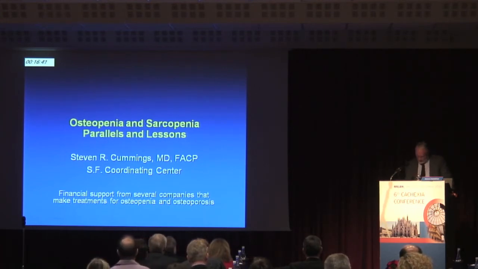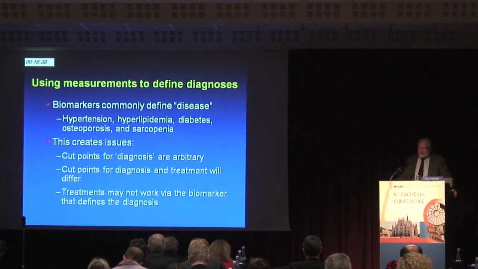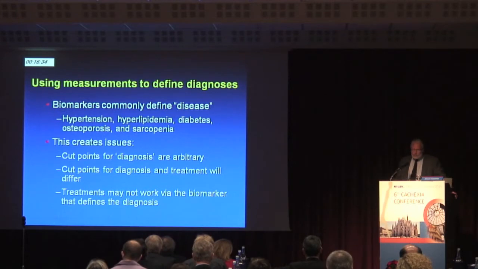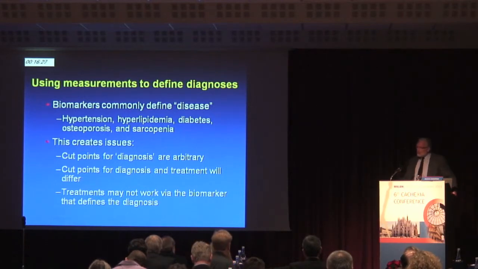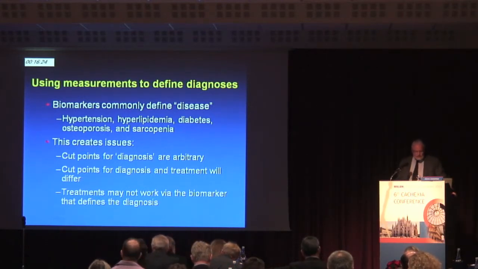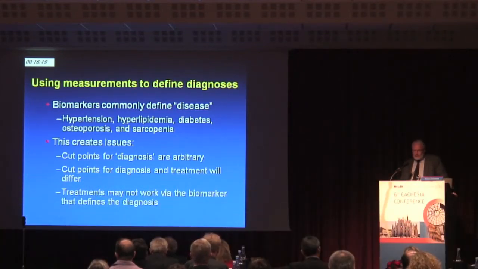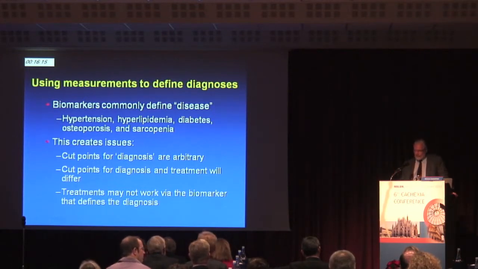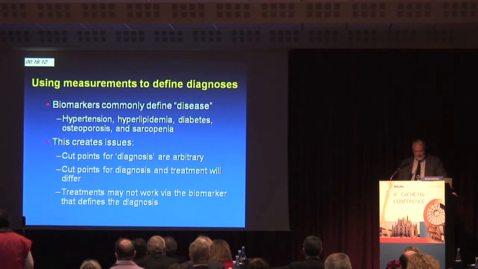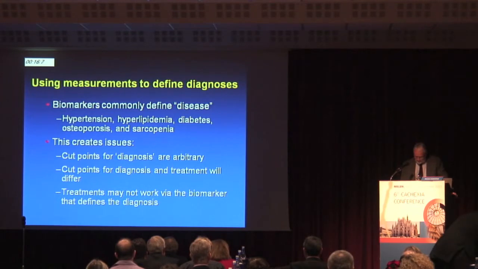So I'm going to start with the idea that we define a lot of conditions in medicine using measurements: hypertension, hyperlipidemia, diabetes, osteoporosis, and sarcopenia. And using measurements to define conditions raises three issues in particular that are common to all of these fields. So as you struggle with the definition of sarcopenia, you'll have company, and those of us who've been through that with osteoporosis, and those who went before for other conditions.